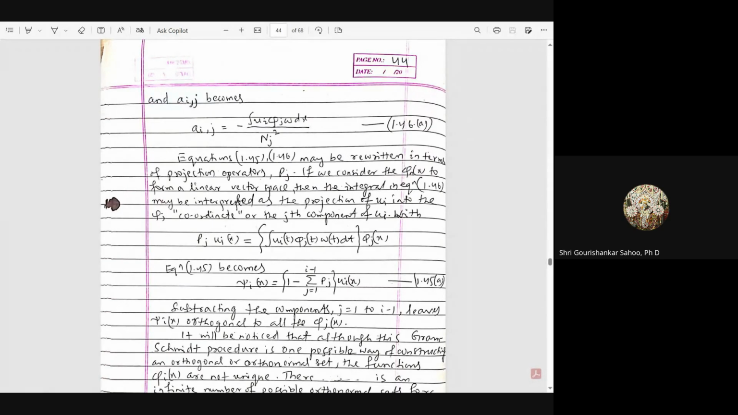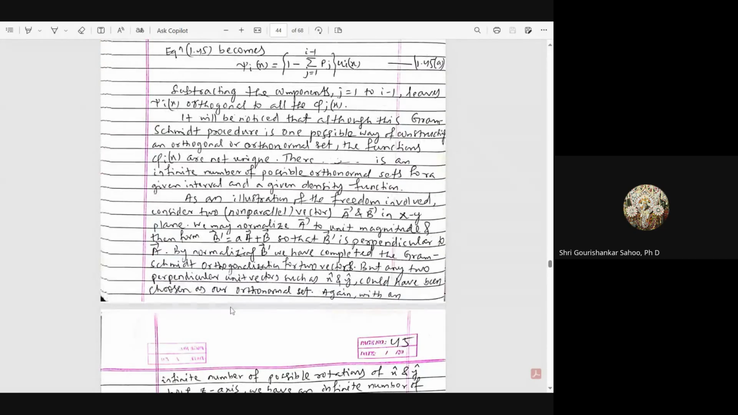So this can be rewritten in terms of the projection operator P_j, and we consider the phi_n to form a linear vector space. Then the integral may be interpreted as a projection of u_i into the phi_j coordinate, or the jth component of u_i, with P_j u_i equal to integration u_i phi_j omega dx multiplied by phi_j. So your psi_i will become 1 minus summation j equal to 1 to i minus 1 of the projection operator P_j, acting on u_i.